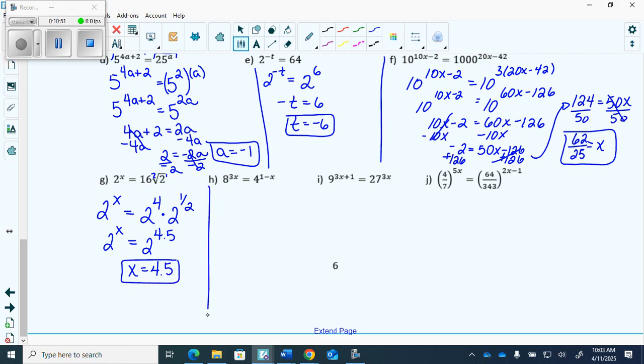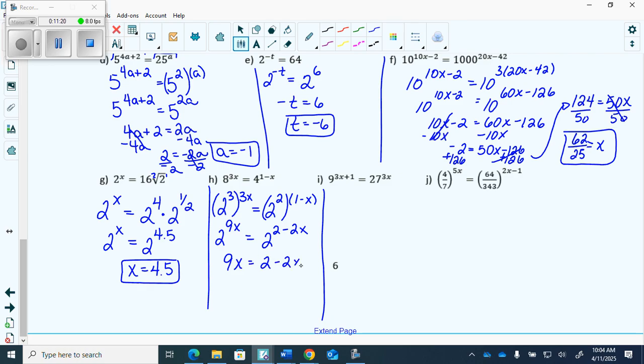Okay, h. What base can you make them both be? 2. So 8 is 2 to the 3, to the 3x. 4 is 2 to the 2, to the 1 minus x. There's only one base, so you multiply exponents. We get 2 to the 9x equals 2 to the 2 minus 2x. Same base, so I can set my exponents equal. 9x equals 2 minus 2x. Add 2x over. 11x equals 2. X equals 2 over 11.